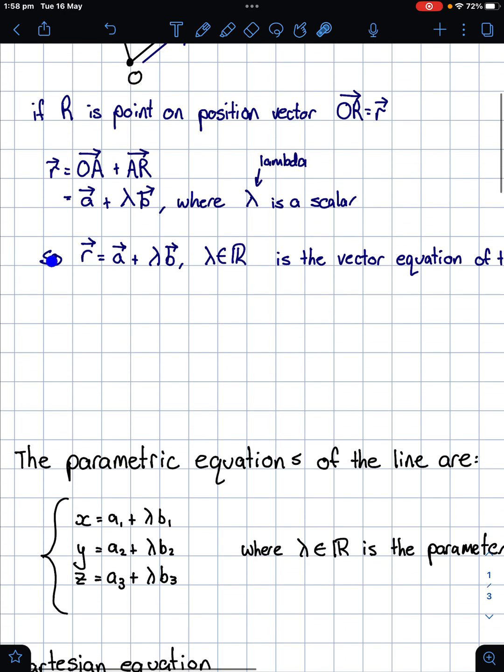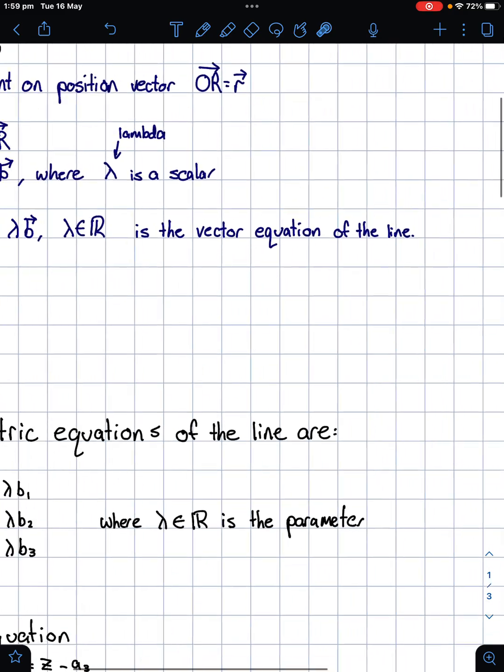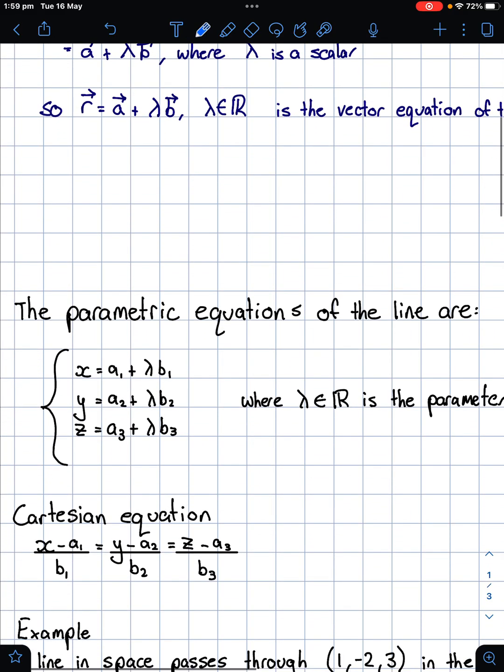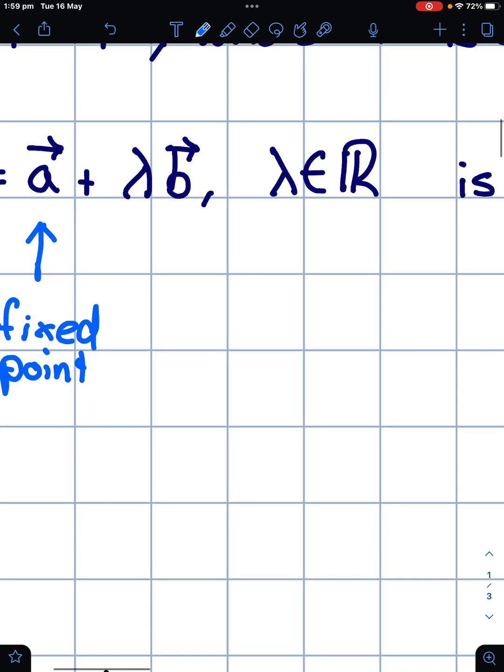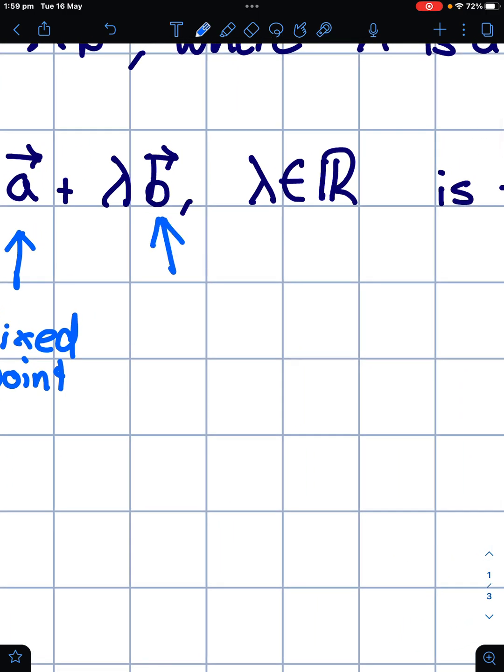And so we end up with this vector equation, which is this vector R, which is going to give us all the points on this line, and is going to be equal to some fixed point on this line. This fixed point is the position vector A, or OA, plus lambda times our direction vector. So let's just label those up. This is our fixed point, and this is going to be known as our direction vector.